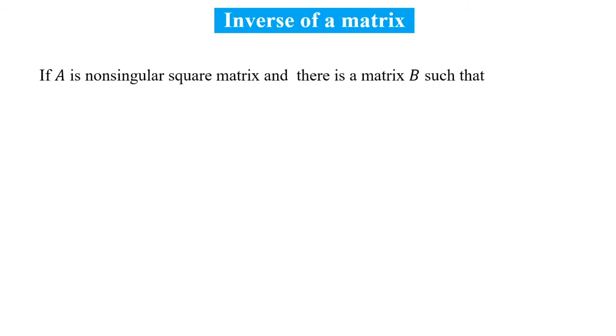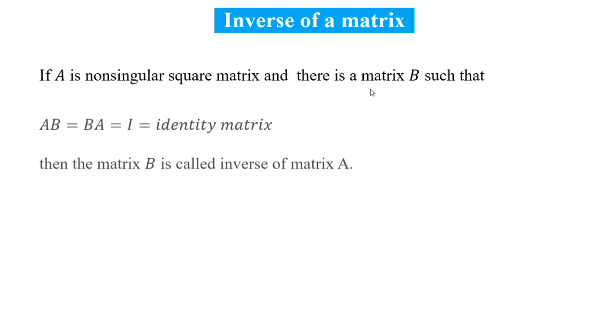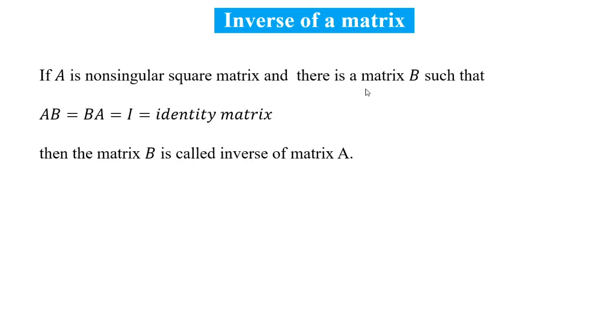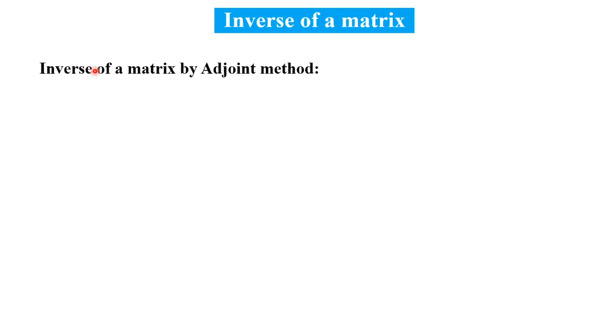If A is a non-singular square matrix and there is a matrix B such that AB is equal to BA is equal to I, the identity matrix, then matrix B is called the inverse of matrix A. It is denoted by B is equal to A inverse. Inverse of matrix by adjoint method.